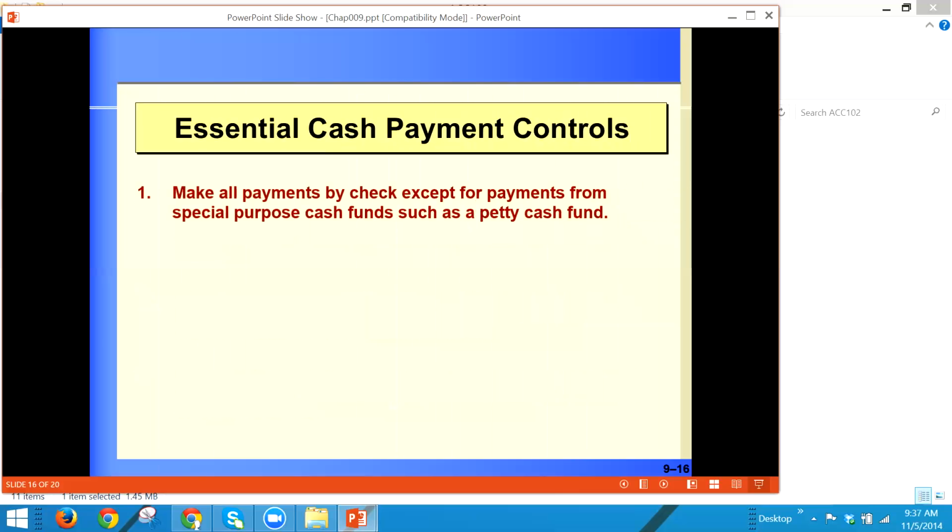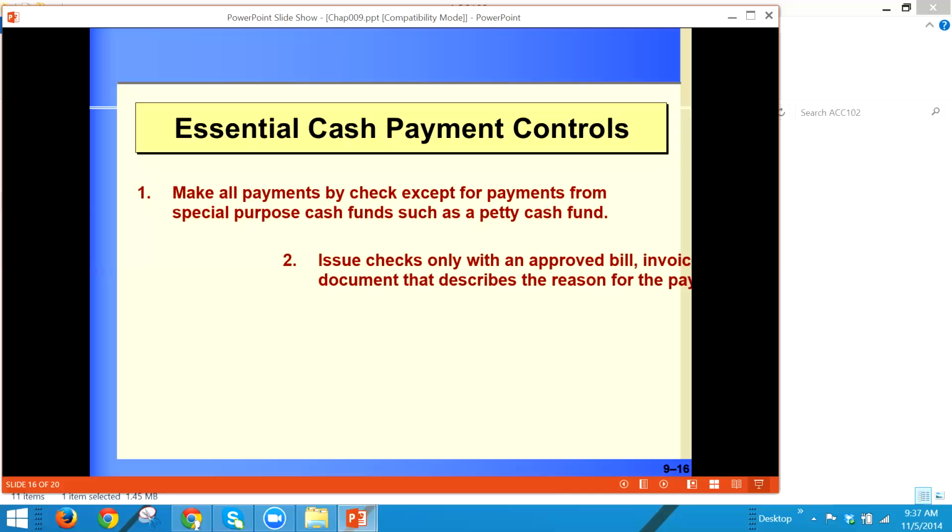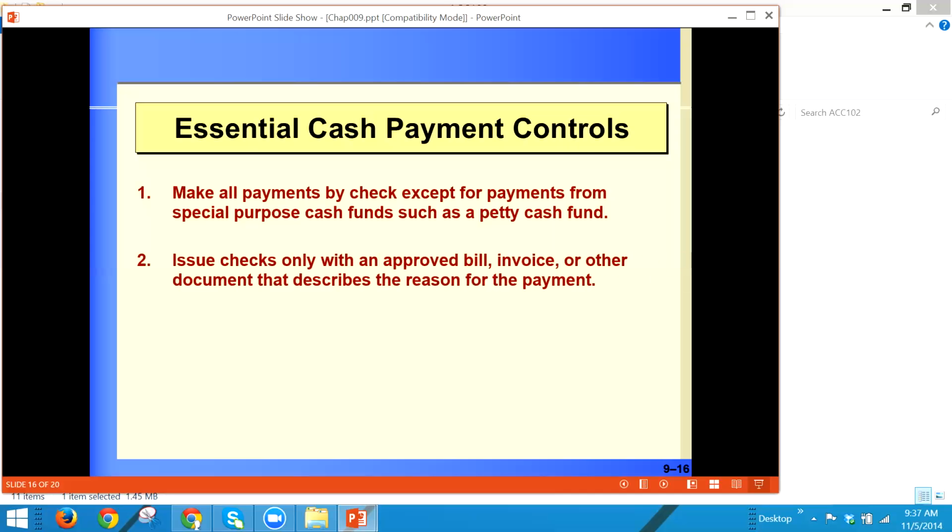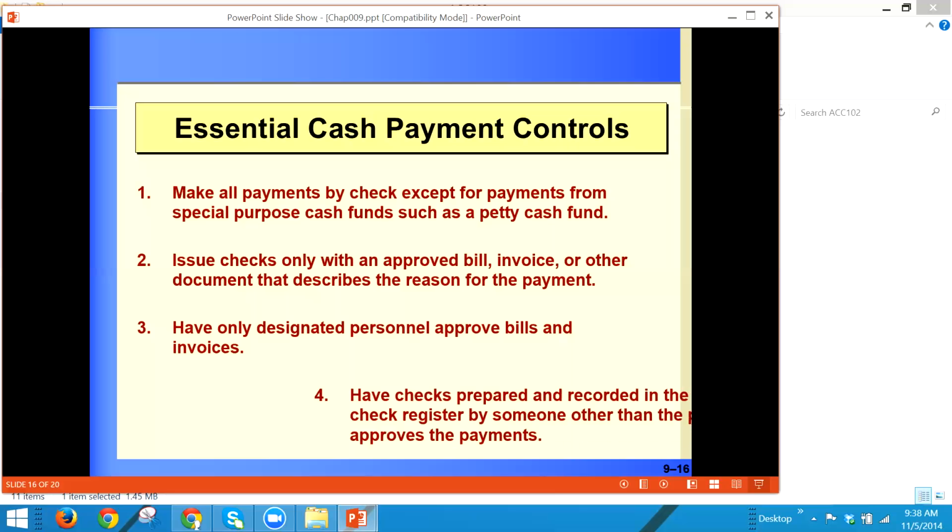So that's cash receipts. Now what about cash payments? So you're going to make all payments by check except for payments from special purpose cash funds such as petty cash. So everything in a business should be written as a check. Issue checks only with an approved bill, invoice, or other documentation that describes the reason for the payment. And have only the designated personnel approve bills and invoices.